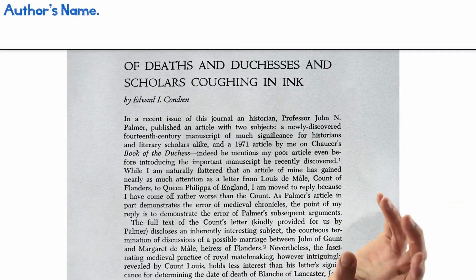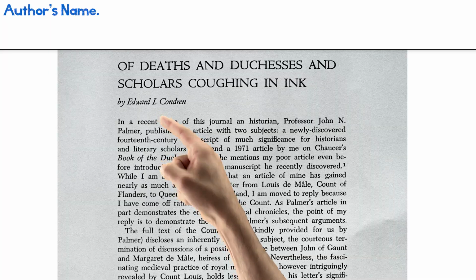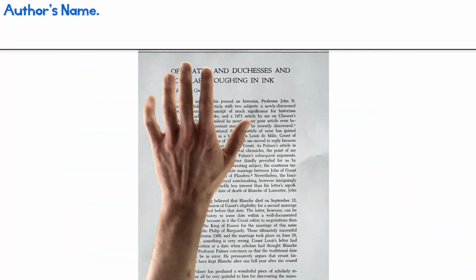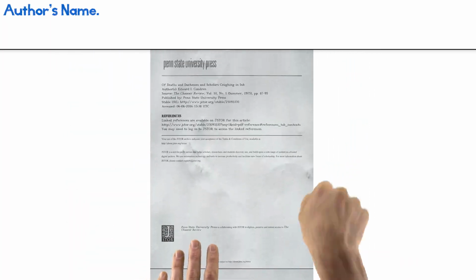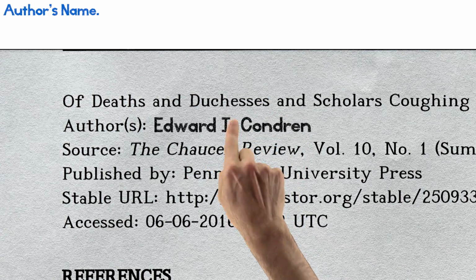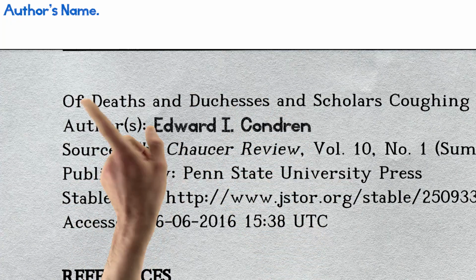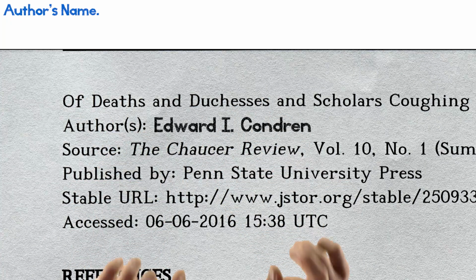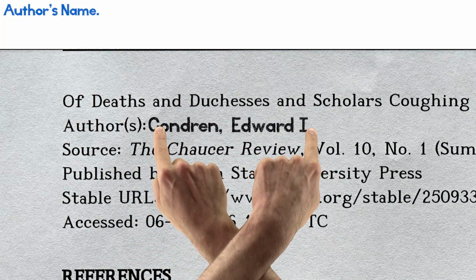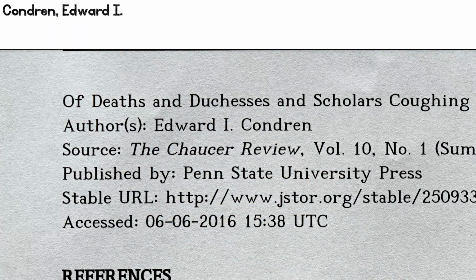That's usually somewhere around the top of the article, and if you got it from a database like I did, there might be an information page at the front of the article with everything you need. The author is Edward I. Condren, but we can't just copy the name right over. MLA requires the author's name to be inverted. Condren, Edward I. And we only have one author, so we add a period to indicate this part's done.